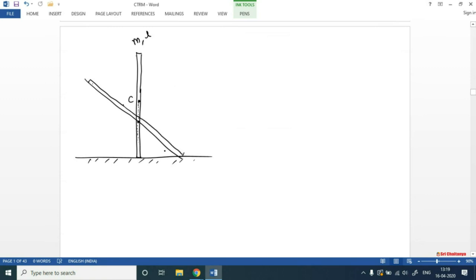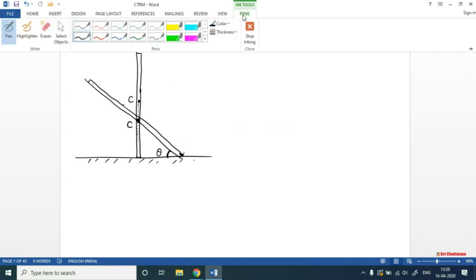Okay, and let's say this angle at this instant is equal to theta, and here we have its center of mass. So at this instant theta, we are interested in finding the angular velocity of the rod. So how are we going to do that? When we are required to find the angular velocity of the rod, the best way is to use the principle of conservation of energy.